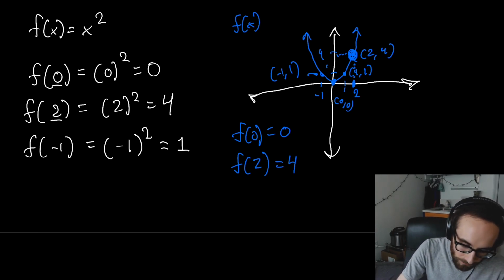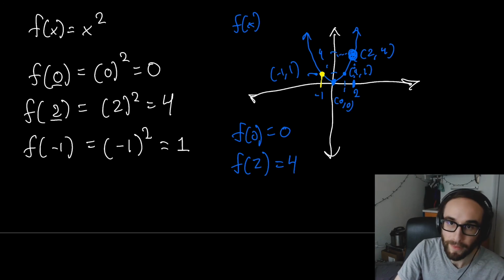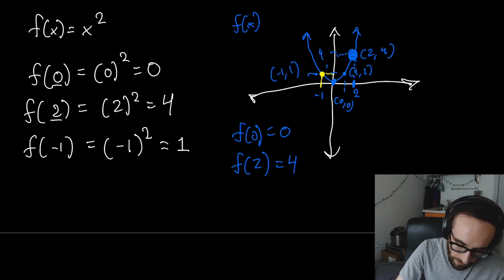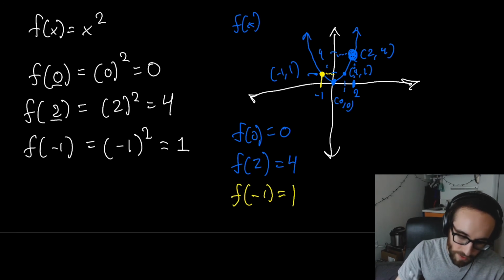Finally, -1. So here we have -1 on the left here. We're going up until we hit the graph. So we have a point there. And we can see that our output, or y value at that point, is +1. So f of -1 equals +1.